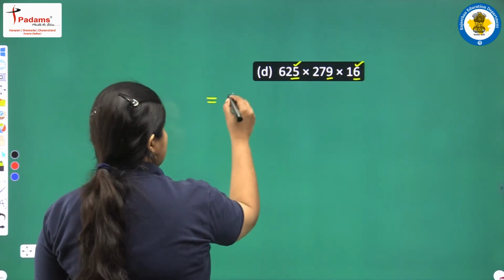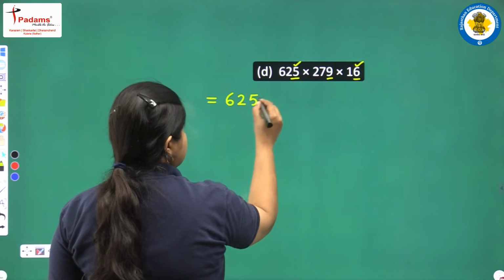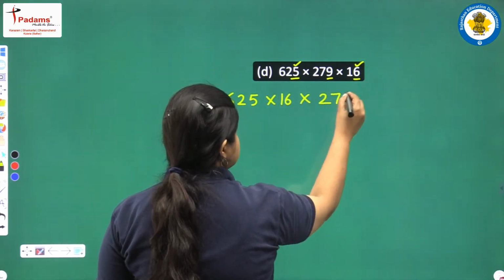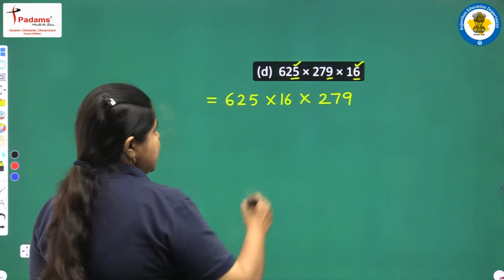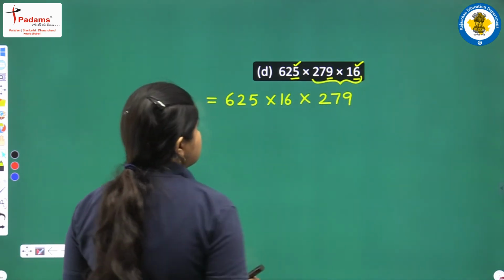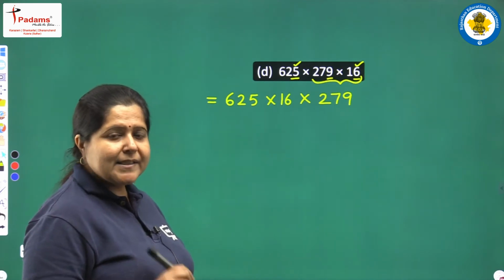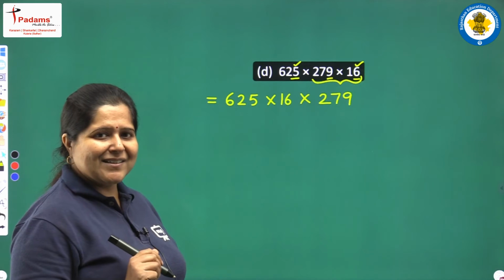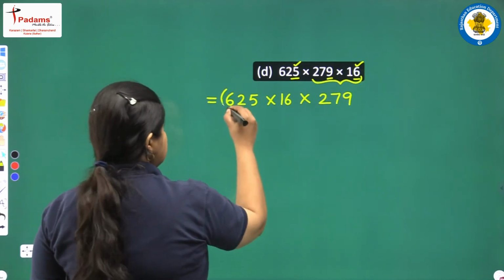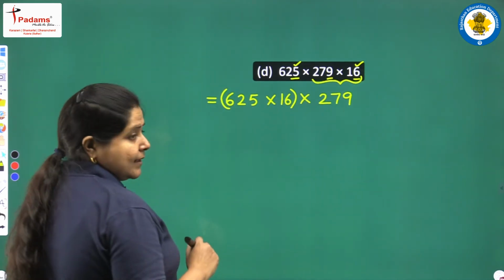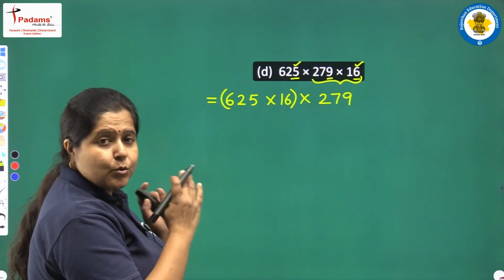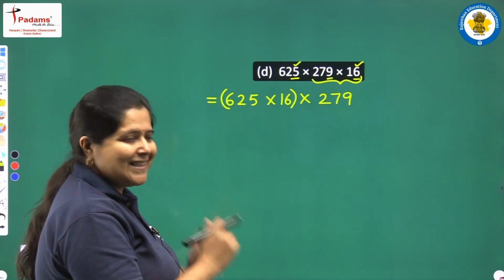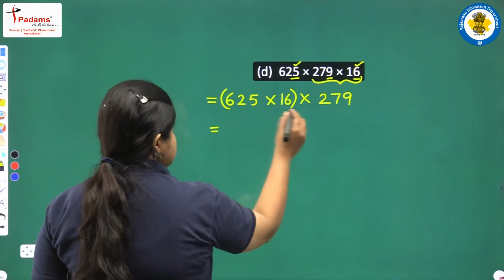Let us write in this way: 625 into 16 into 279. What we have done? We have interchanged the order of these two numbers by applying the property of commutativity for multiplication. Now we will multiply these two numbers first. This means we are grouping these two numbers together first by applying the property of associativity. Let us multiply these two numbers.